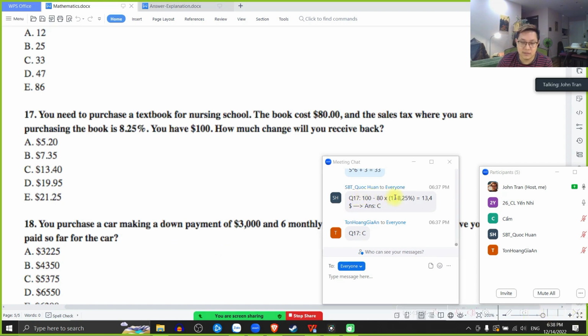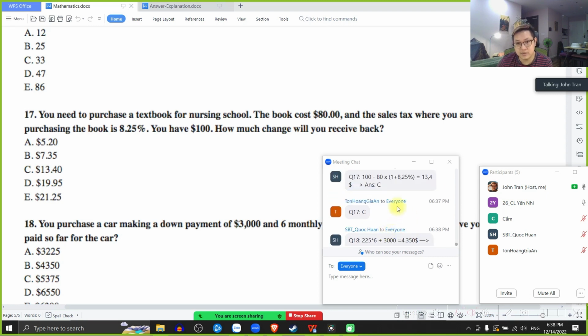The formula that Vân wrote in the chat is a bit wrong. It's not 1 plus 8.25, it should be 100% plus 8.25. So your formula should be 100% plus 8.25, okay?